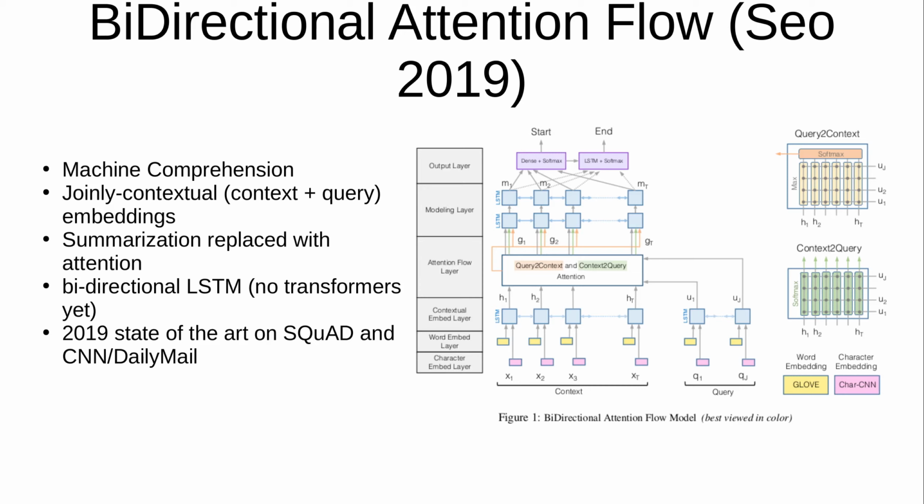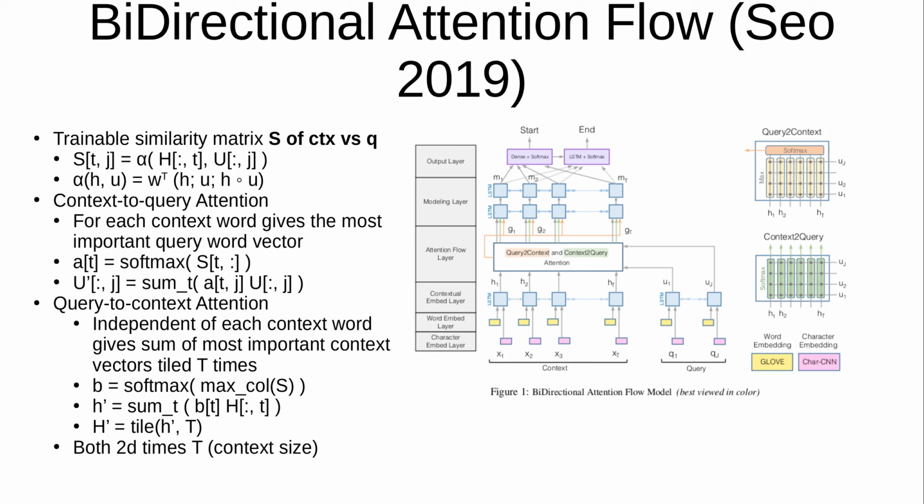The core idea is using jointly contextual context plus query embeddings with LSTMs, where they contributed by replacing summarization with an attention. So that was the novel contribution. They used bidirectional LSTMs because no transformers existed at the time yet or were not used very commonly. In 2019, they achieved state-of-the-art on SQuAD and CNN Daily Mail. And so the architecture is on the right. I will say a little bit more about this bidirectional attention flow, which is also used in the conversation with search engines.